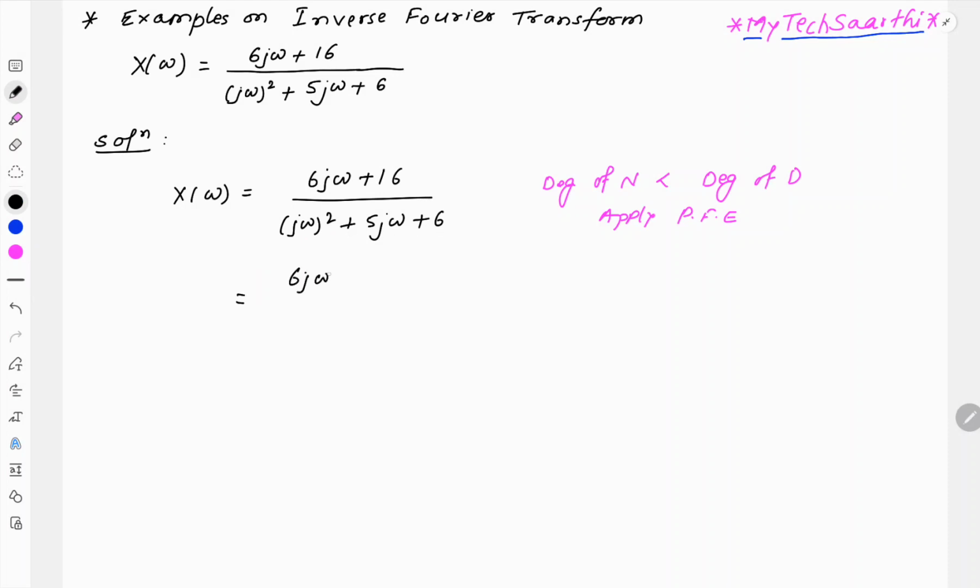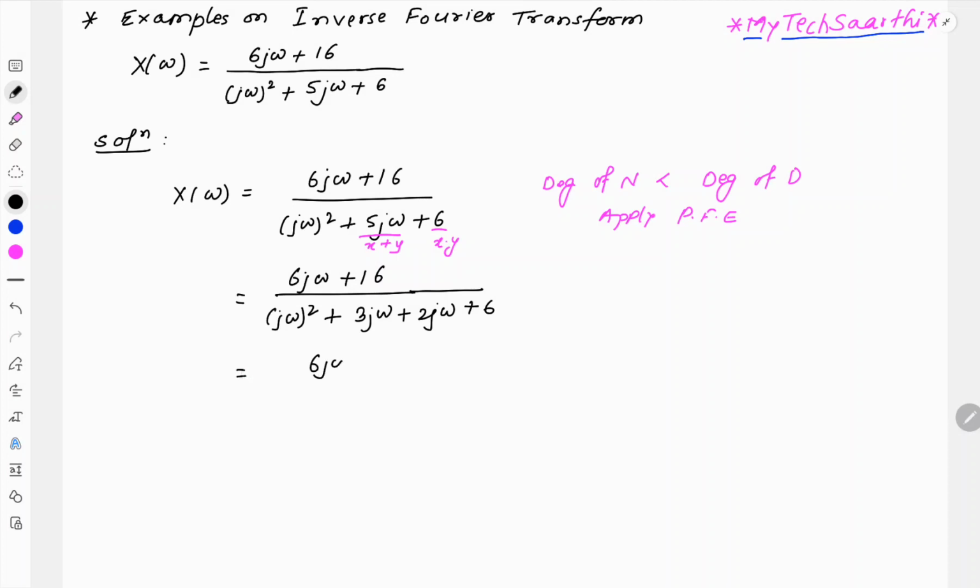We have a simplest way to find the roots: the first term will be as it is, and split up the center term in such a way that its addition will be 5 and multiplication will be 6. So we can split this term as 3jω plus 2jω. So 3 plus 2 becomes 5 and 3 times 2 is 6. So the last term is 6.